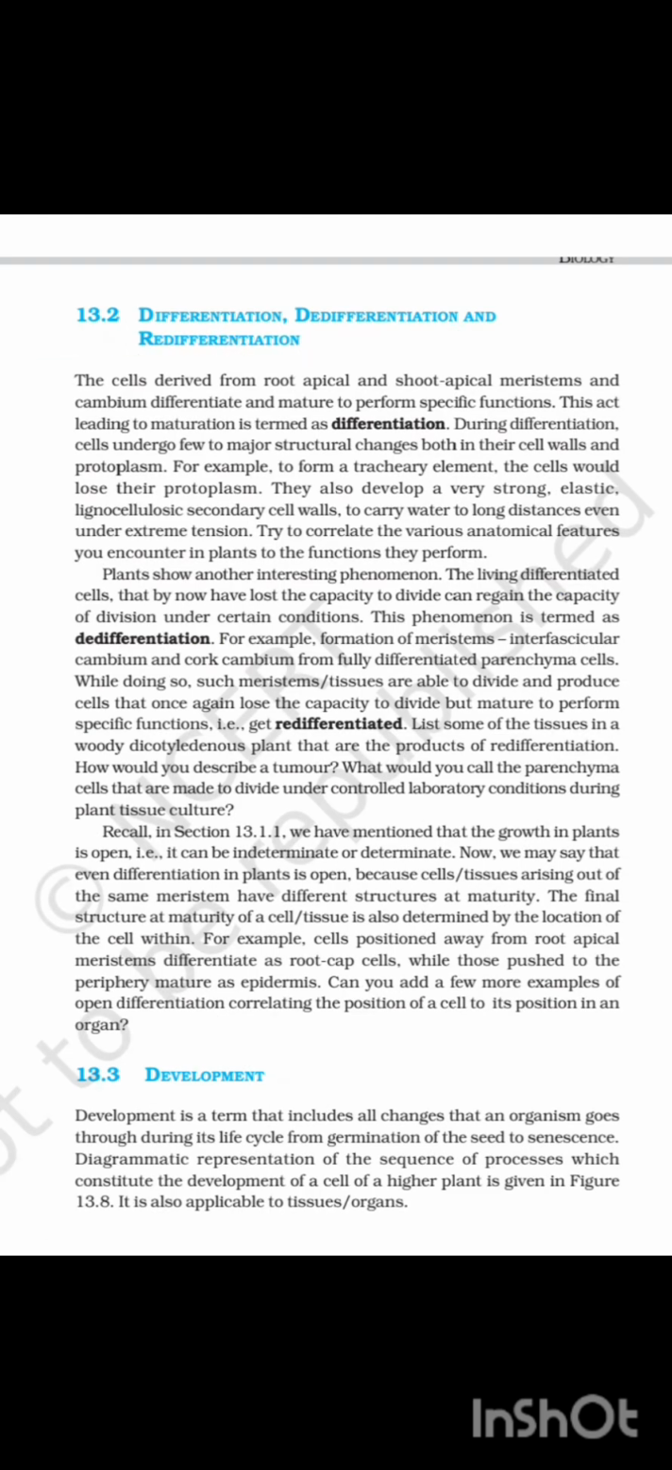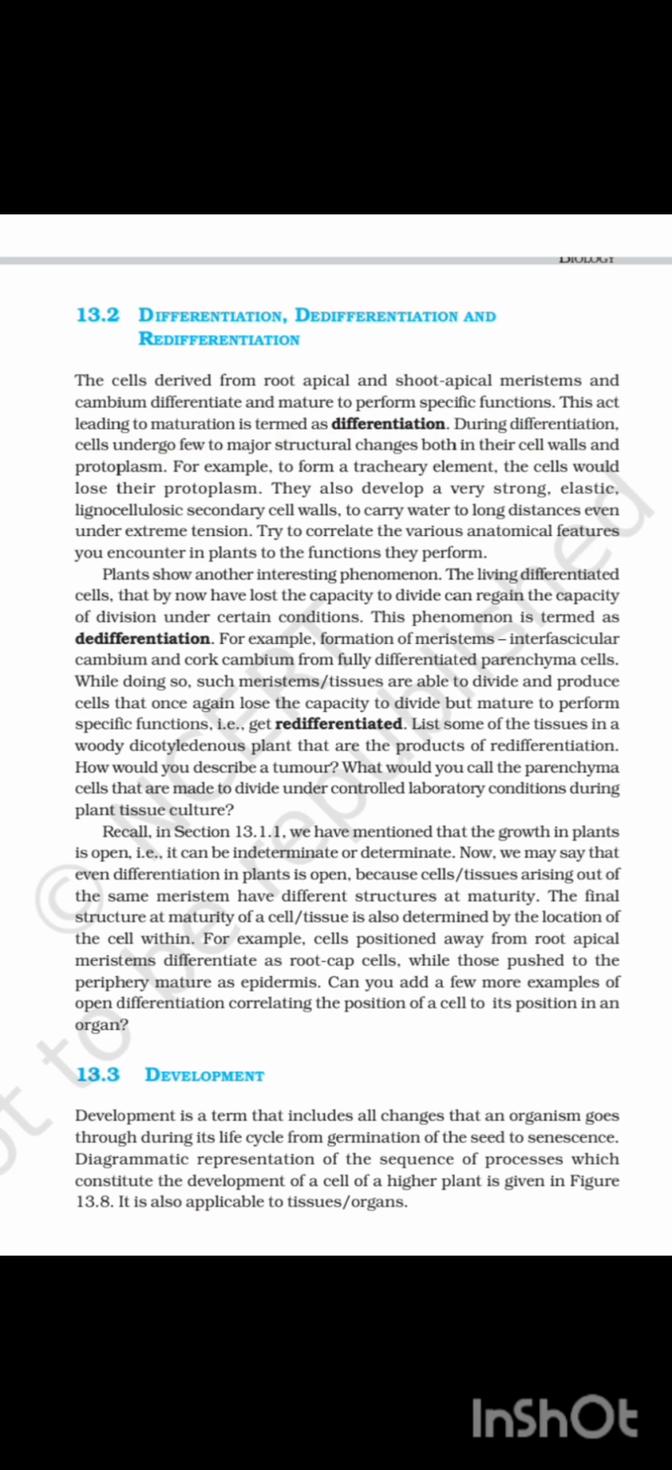13.2 Differentiation, Dedifferentiation and Redifferentiation. The cells derived from root apical and shoot apical meristem and cambium differentiate and mature to perform specific functions. This act leading to maturation is termed as differentiation.